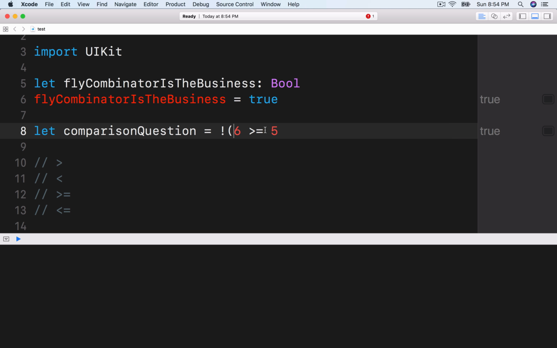Okay, because that is an expression, you're going to have to wrap it in parentheses. So it's going to evaluate this first and then reverse it. As you can see, when it's just 6 is greater than or equal to 5, it's true. But when we put in the bang operator, okay, this is called the bang operator, it's just going to reverse that Boolean. So let's create one example.